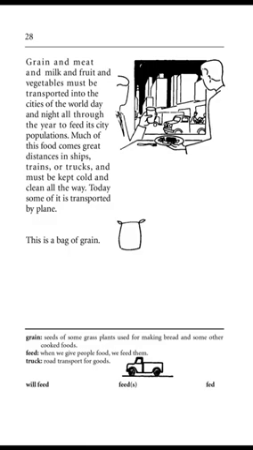Page 28. Grain and meat and milk and fruit and vegetables must be transported into the cities of the world day and night all through the year to feed its city populations. Much of this food comes great distances in ships, trains, or trucks and must be kept cold and clean all the way. Today, some of it is transported by plane. This is a bag of grain.